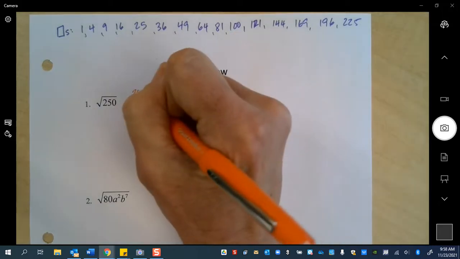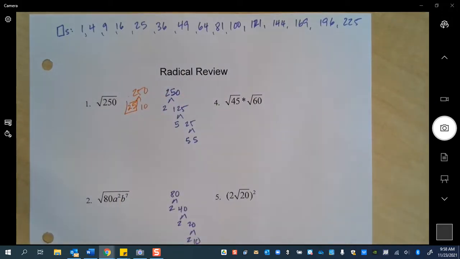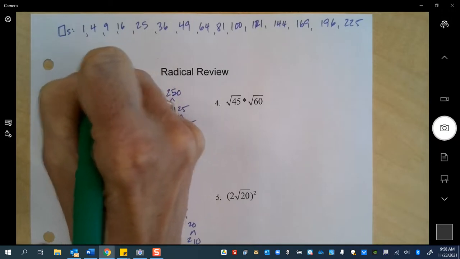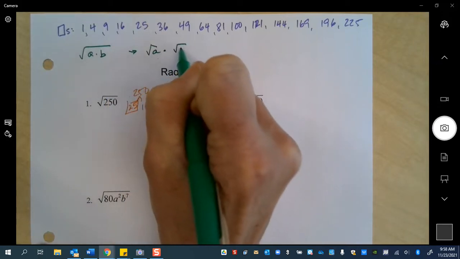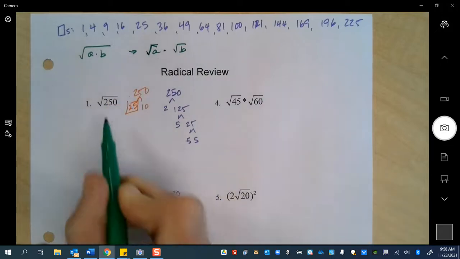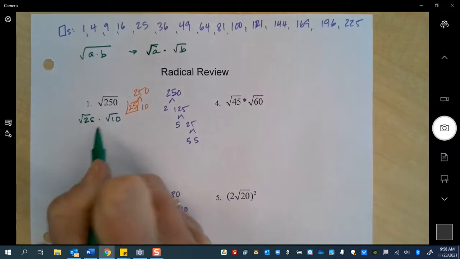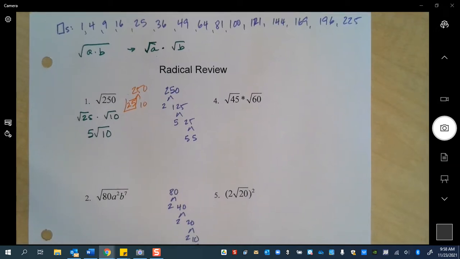If I recognize that 250 is 25 and 10, right away I have a perfect square. Our product property with radicals tells us that if you have the square root of a times b, you can call that the square root of a times the square root of b, which means that I can break this down into the square root of 25 times the square root of 10. So I can call that the square root of 10 times 5, or 5 roots of 10.